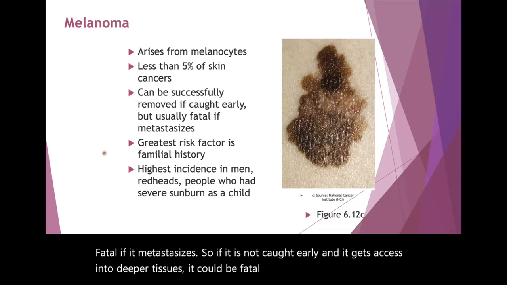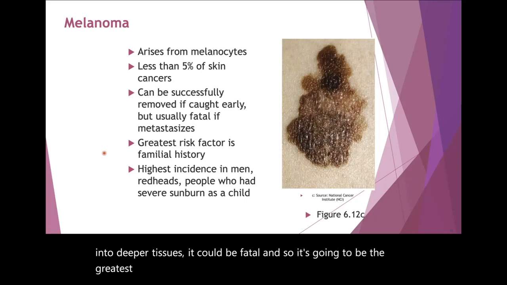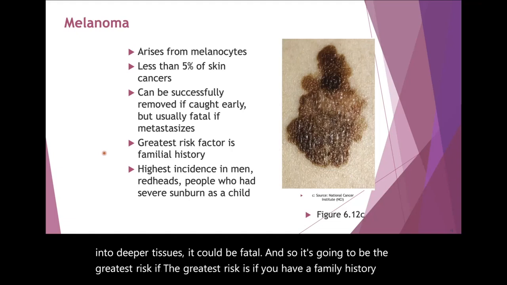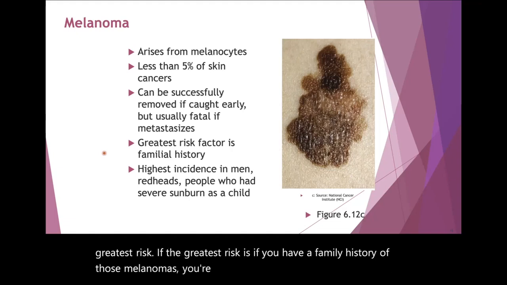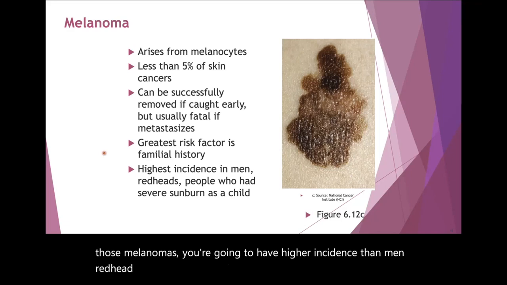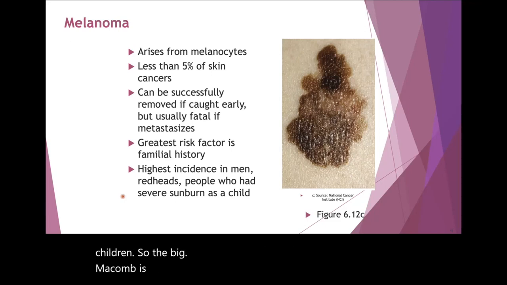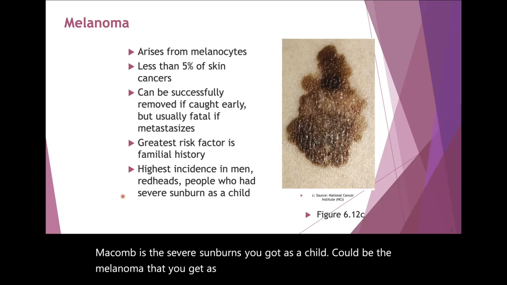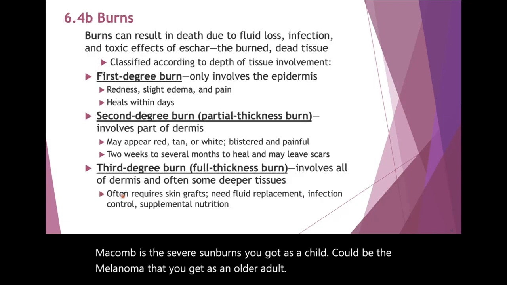And so it's going to be the greatest risk if you have a family history of those melanomas. You're going to have higher incidence in men, redheads, and people who have had lots of severe sunburns as children. So the big take home is the severe sunburns you got as a child could be the melanoma that you get as an older adult.